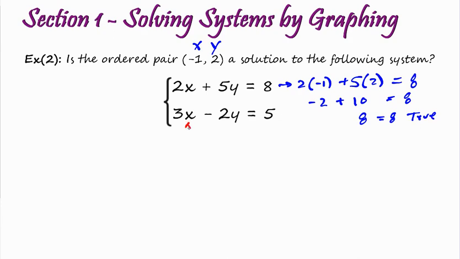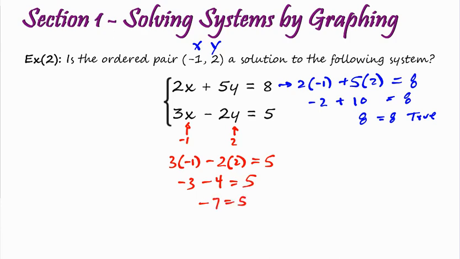If we plug negative 1 in for x of the second equation and 2 in for y, we get 3 times negative 1 minus 2 times 2 equals 5. This gives us negative 3 minus 4 equals 5. This gives us negative 7 equals 5, which is false. Therefore, we say negative 1, 2 is not a solution.